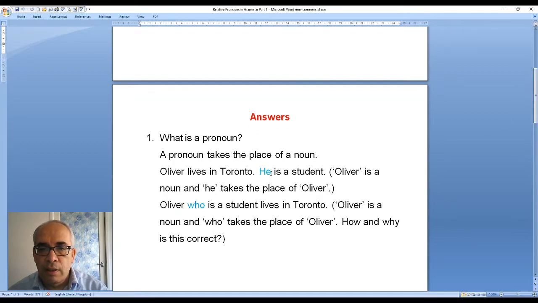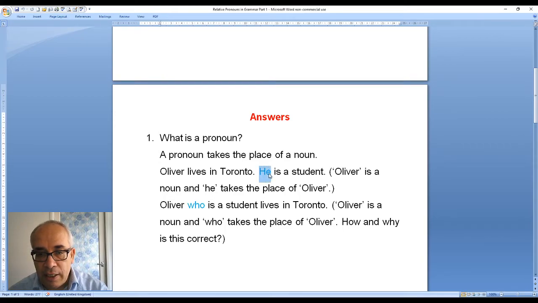Number 1. What is a pronoun? A pronoun takes the place of a noun. For example, Oliver lives in Toronto. He is a student. Oliver is a noun and he takes the place of Oliver. So as you can see, I put all the answers for you in blue.